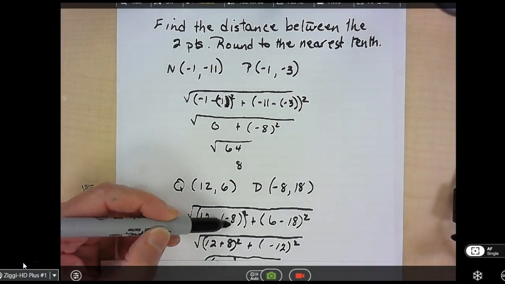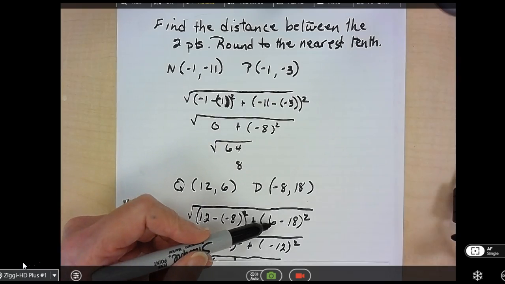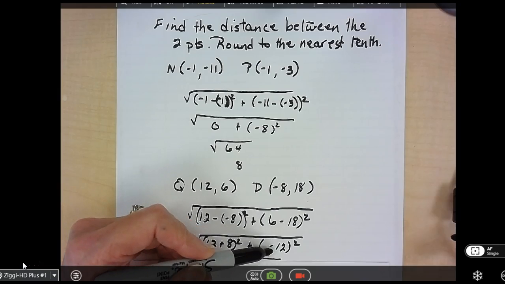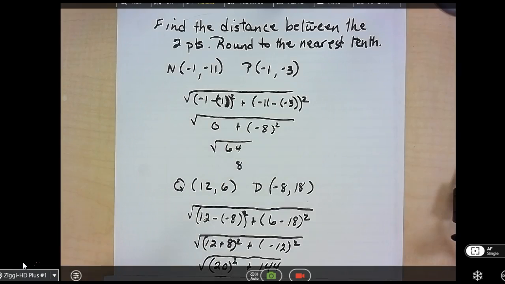You can rewrite it if you want. If you need to rewrite it, with your y values you could actually subtract. 6 minus 18 was -12. So now I have 20 squared, because 12 plus 8 is 20. And -12 squared is 144. 20 times 20 is 400, plus 144 is 544.